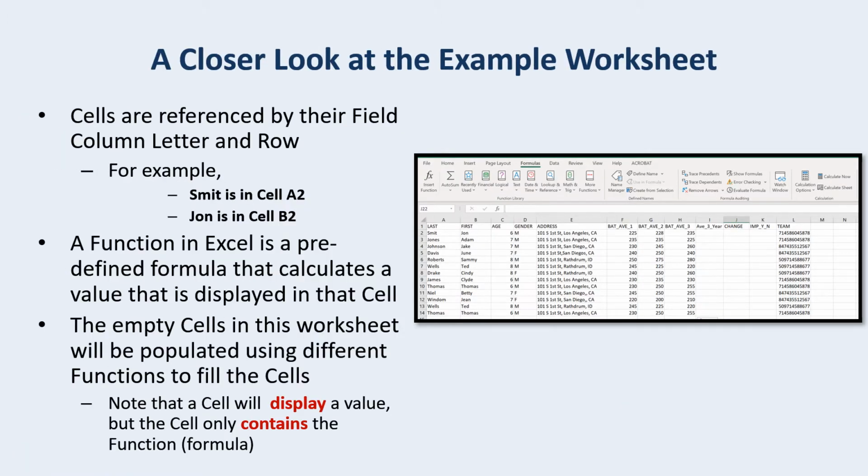So we're going to take a closer look at this example worksheet. Cells are referenced by their field column letter and row. For example, Smith is in cell A2 and Jan is in cell B2. So keep those cells and rows in mind. A function in Excel is a predefined formula that calculates a value that can be displayed in a cell. The empty cells in this worksheet are going to be populated using those functions. Note that the cell is going to display the value, but will actually contain the formula.